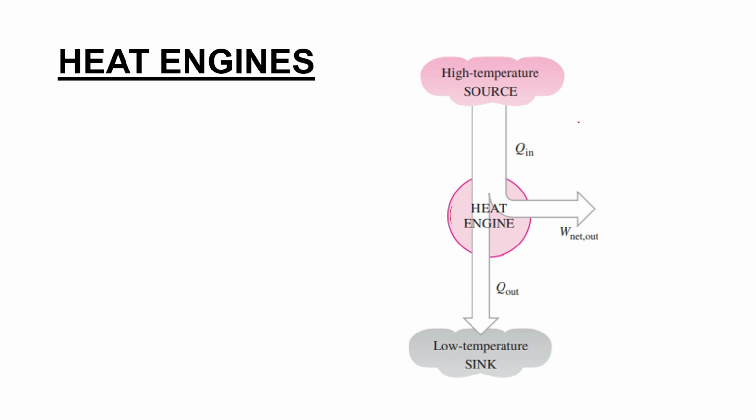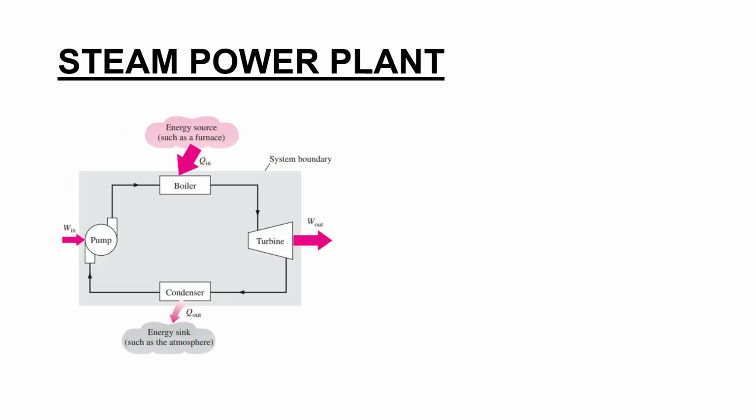Okay, and if you apply the first law of thermodynamics, you can easily find out that net work output is equal to Q in minus Q out. There is no other energy exchange here. There is only Q in, Q out and W net out. So according to the first law of thermodynamics, W net out is equal to Q in minus Q out. Now what is the efficiency of a heat engine? Efficiency of a heat engine is just defined as the output by input. So output is your work produced and input is the Q in. This is the energy you are supplying.